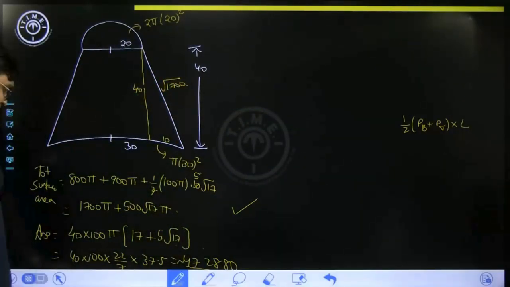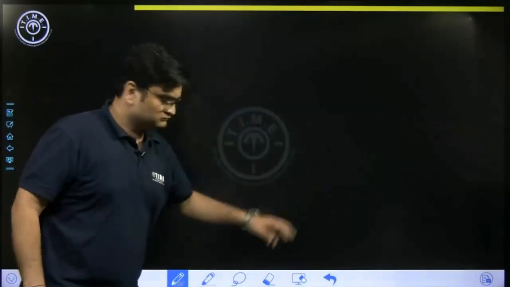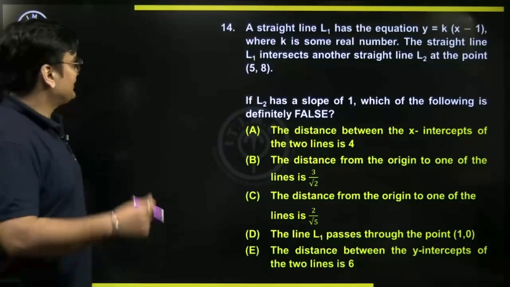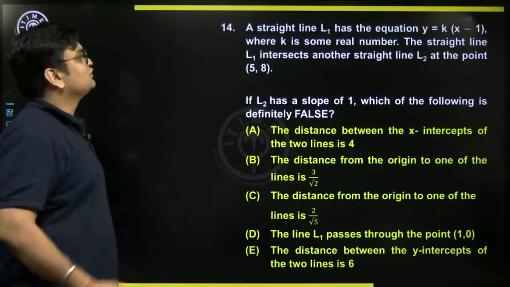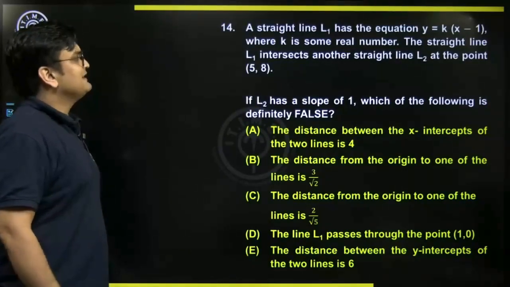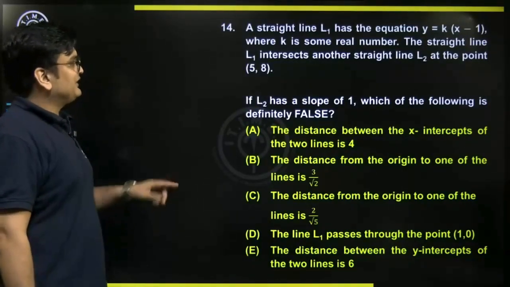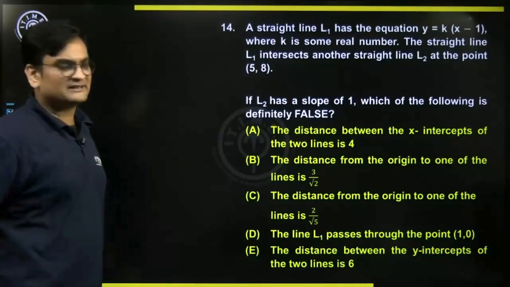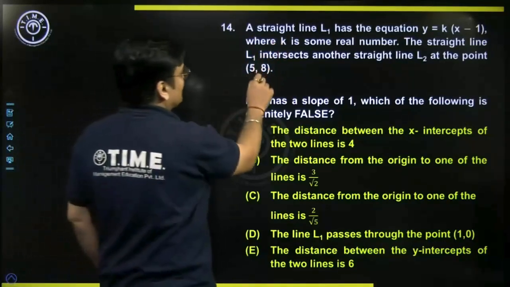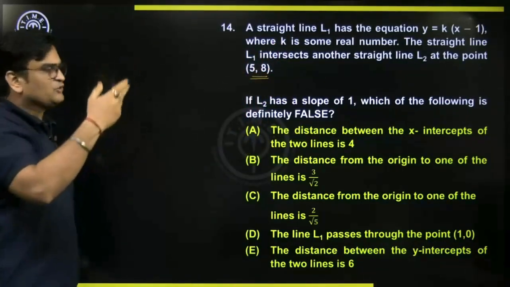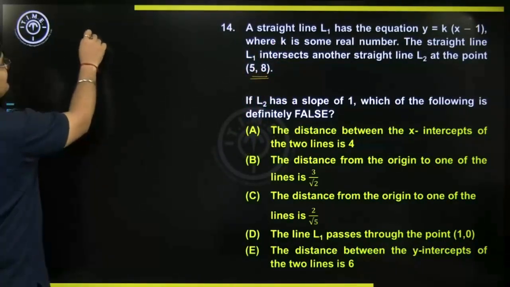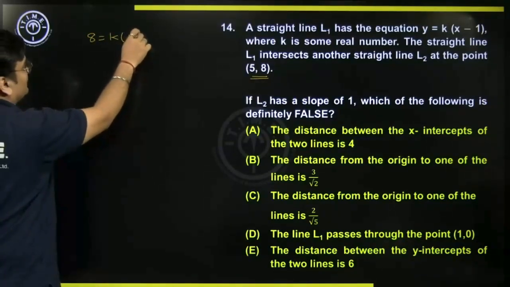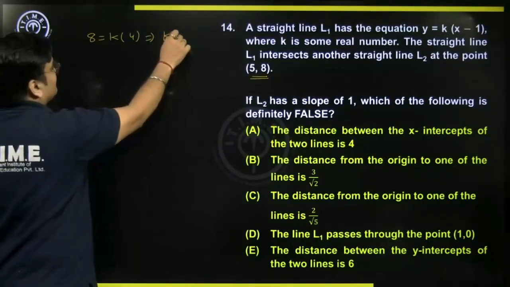Okay, let's clean this. 14th one. It says a straight line L1 has equation y equal to k into x minus 1, where k is some real number. This straight line L1 intersects another straight line L2 at a point 5, 8. So that means this L1 passes through 5, 8. Substitute that and check. So y is 8, k into x is 5, 5 minus 1 is 4. So when you solve this, you will get k as 2.